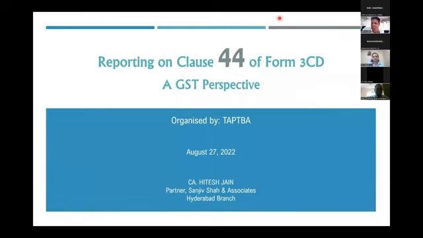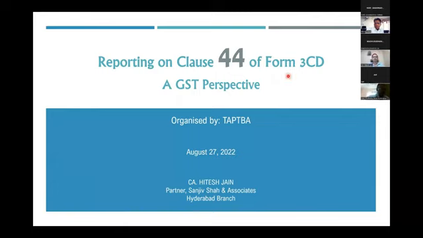Now we'll just go straight into the subject today. It is linked to clause 44 of Form 3CD. Being an indirect tax professional, I'm not a person who knows income tax much, but still, if I go wrong anywhere, many senior members are there with us. They can help you over.